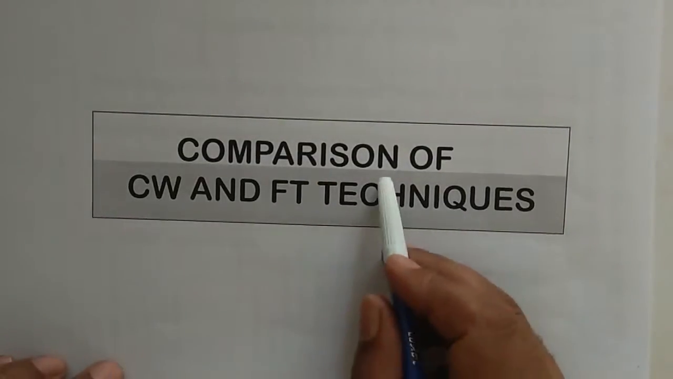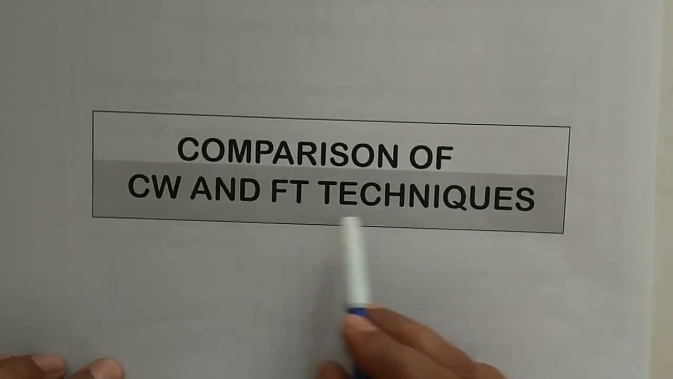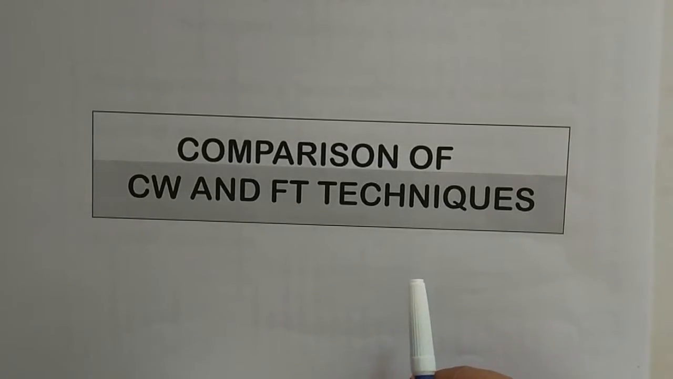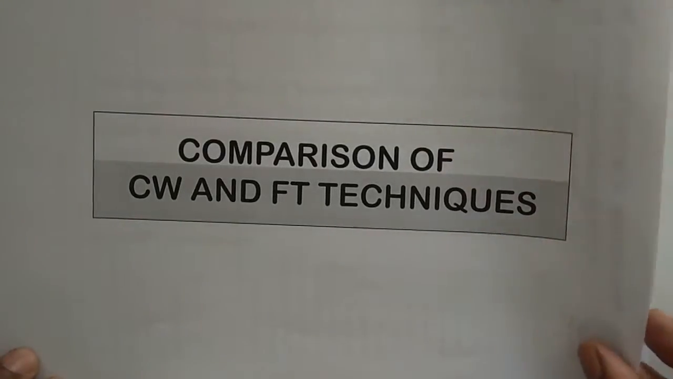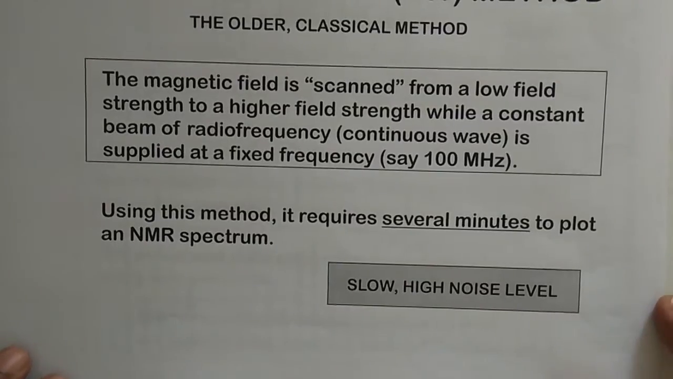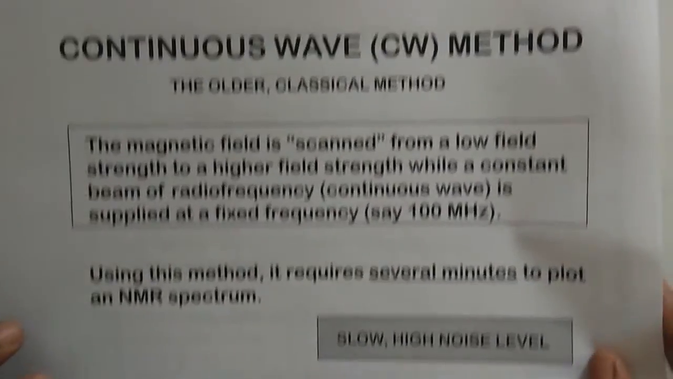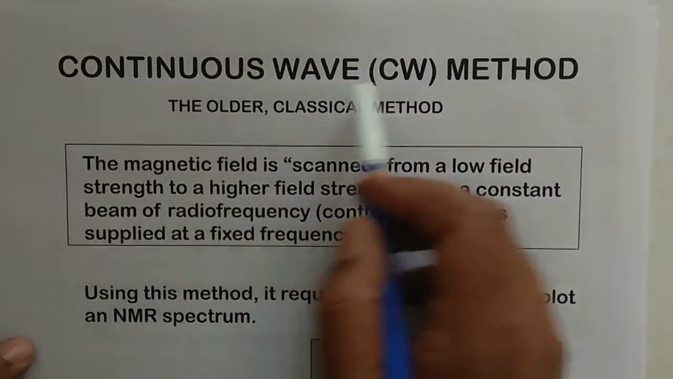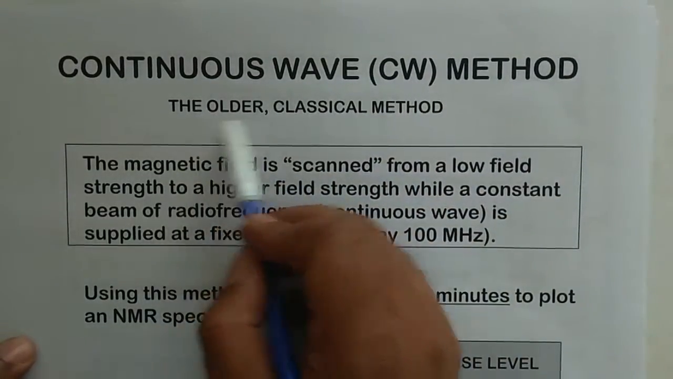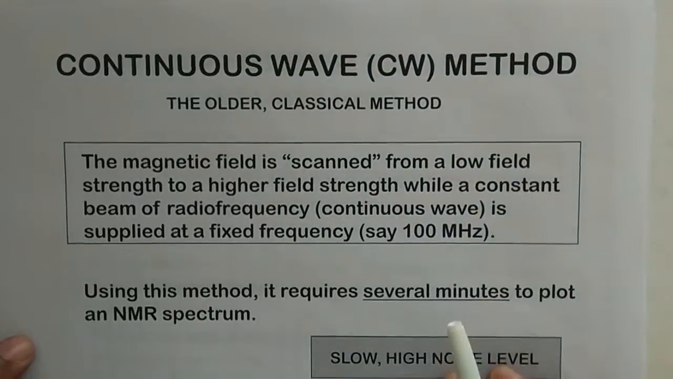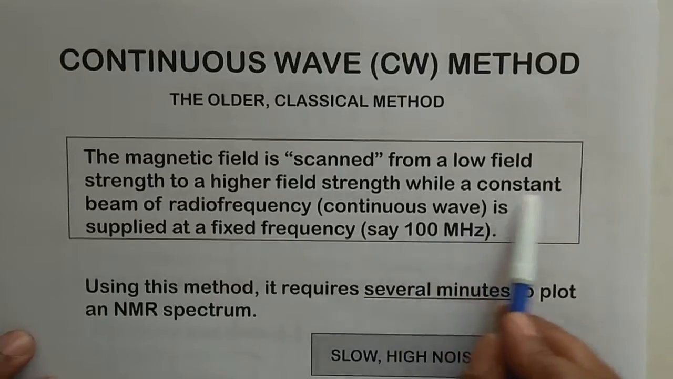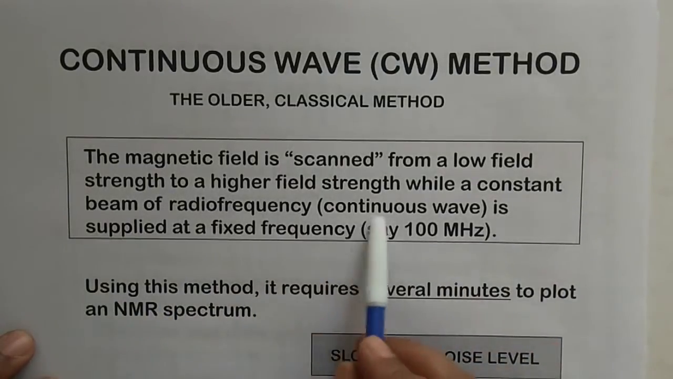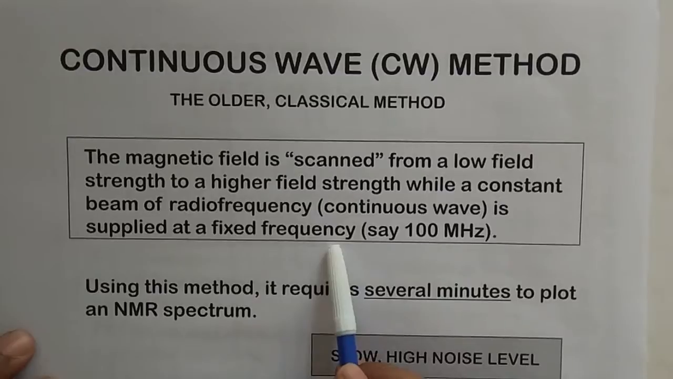So now we can compare the two techniques, comparison of CW and FT techniques. FT I have already explained to you, right? And just now I have explained CW also, continuous wave. Now what is the difference between the two techniques? You can see the first one here. Continuous wave method, the older, classical method: the magnetic field is scanned from low field strength to high field strength, while a constant beam of radio frequency wave, that is continuous wave, is supplied at a fixed frequency, say 100 megahertz or whatever, right?